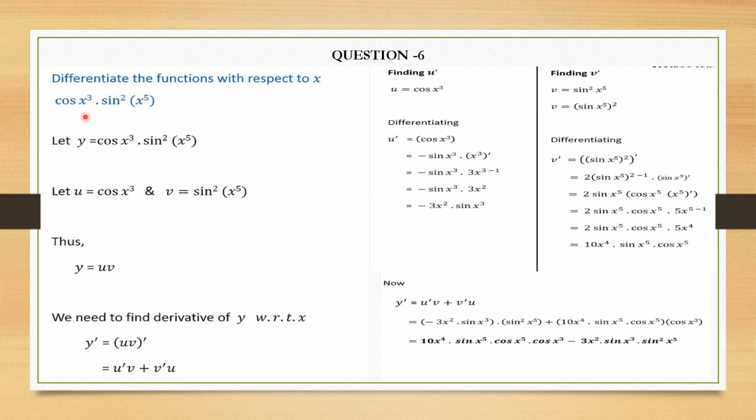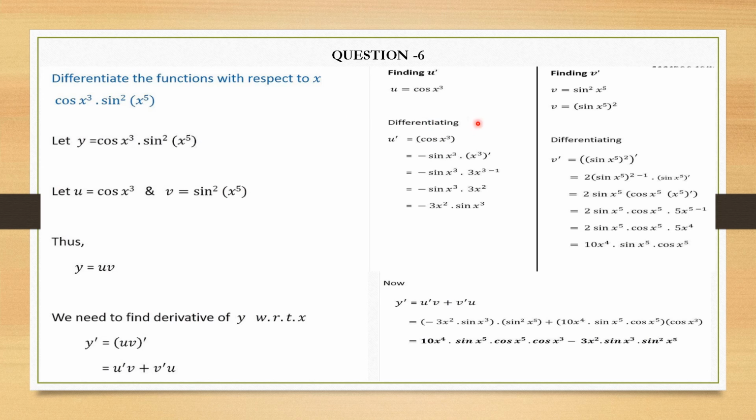Number 6 is cos x³ into sin² x⁵. Now again this is a question of the chain rule. So see how we are going to do it. I can use the product rule, taking cos x³ as u and this as v. Then I can go for the chain rule. But first of all, let us understand what the derivative of this cos x³ will be.